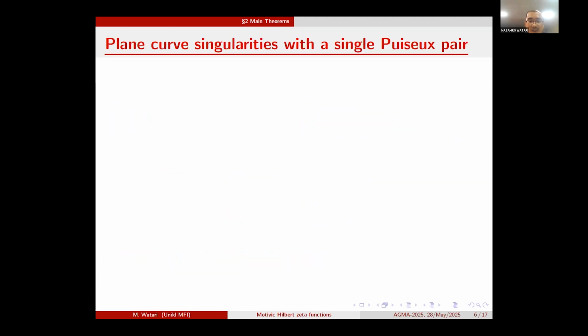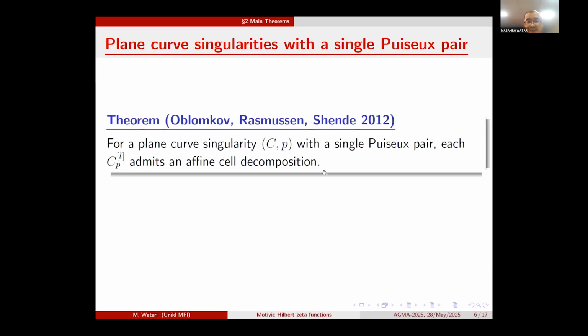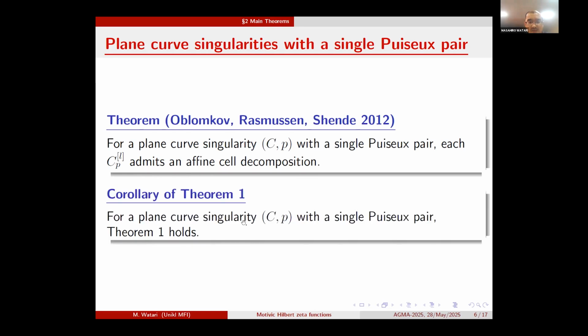Next, we consider a bit special situation: plane curve singularity with a single Puiseux pair. For this singularity, the following fact is known. If the curve singularity is a planar singularity with a single Puiseux pair, then each punctual Hilbert scheme admits an affine cell decomposition. So theorem 1 holds for a plane curve singularity with a single Puiseux pair.